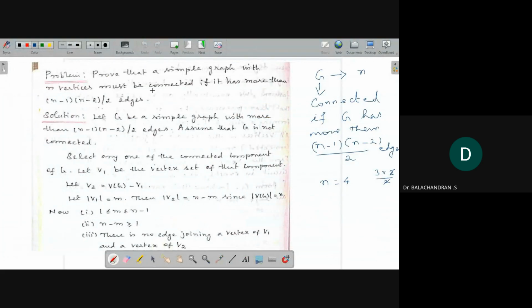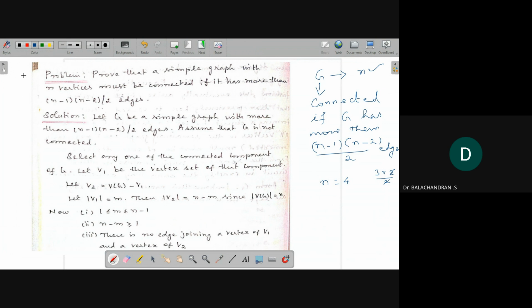So what is given in the question? G is a simple graph with n vertices. We must show G is connected if G has more than (n minus 1)(n minus 2)/2 edges.